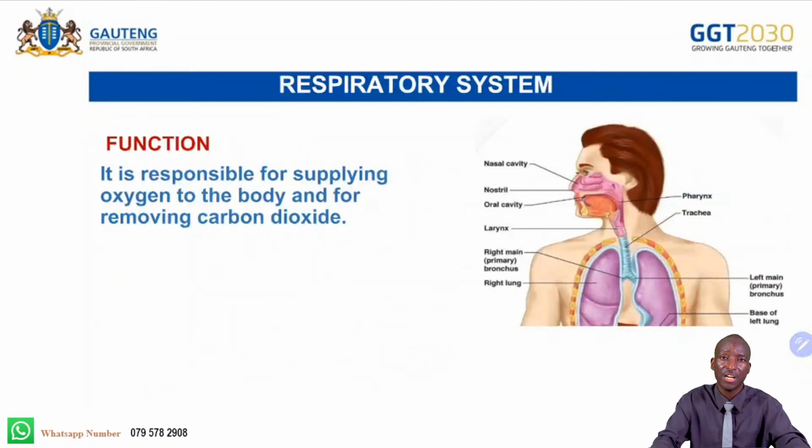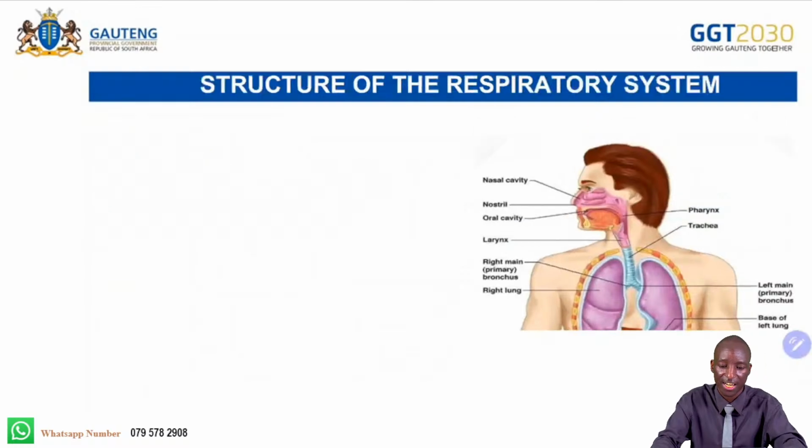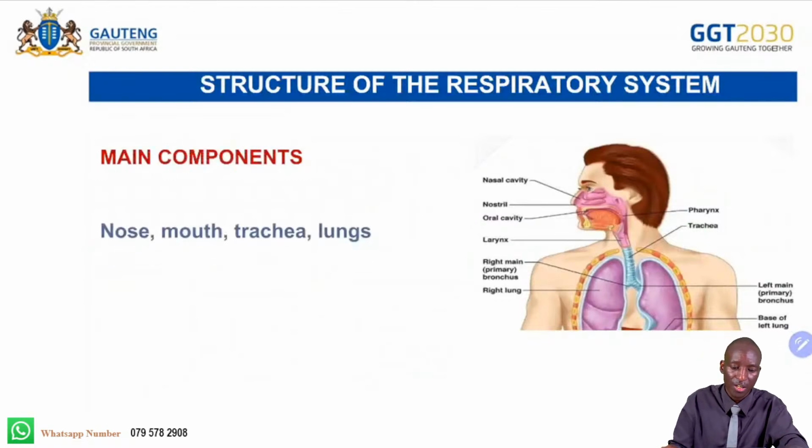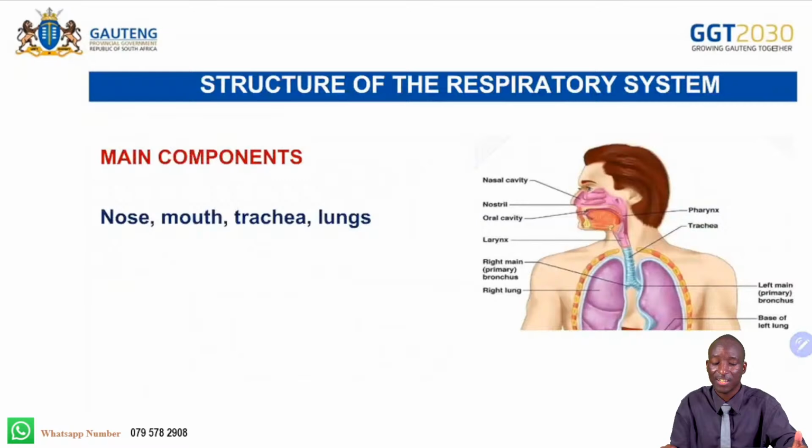Right, we now come to the respiratory system. Remember, our lesson is about the circulatory system and the respiratory system. What is the function of the respiratory system? It is responsible for supplying oxygen to the body and for removing carbon dioxide. Now the structure of the respiratory system. The main components include the nose, the mouth, the trachea, and the lungs. Let's get our diagram and find out how these main components are positioned.